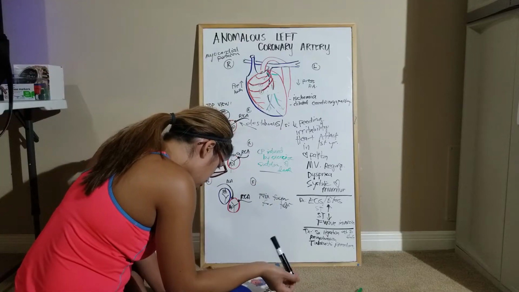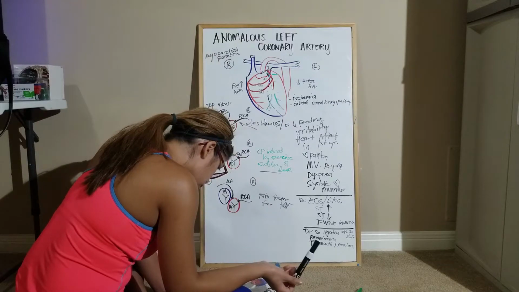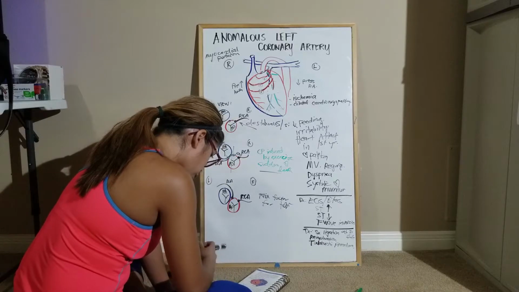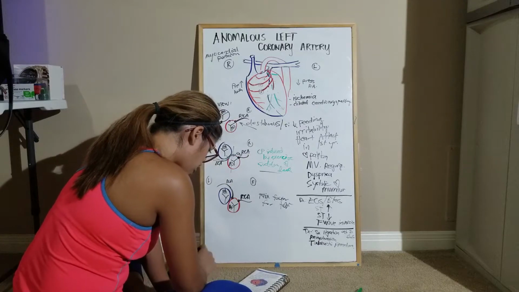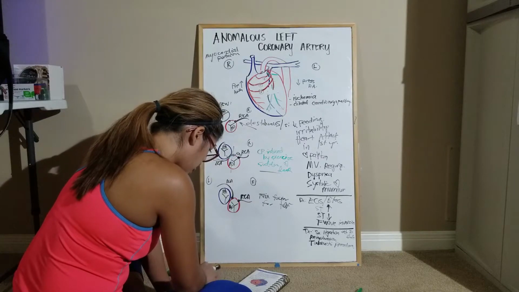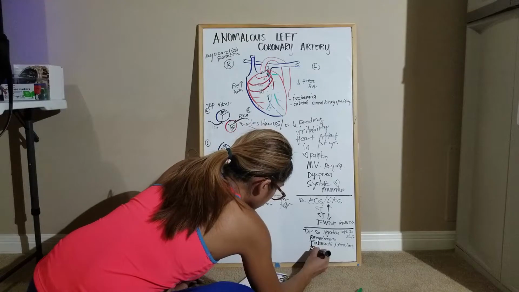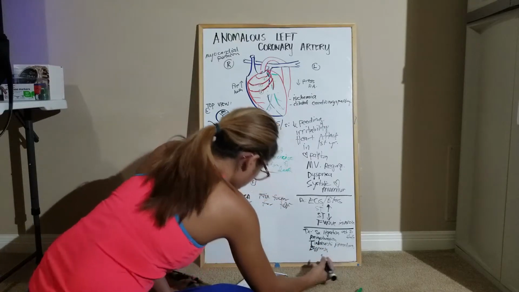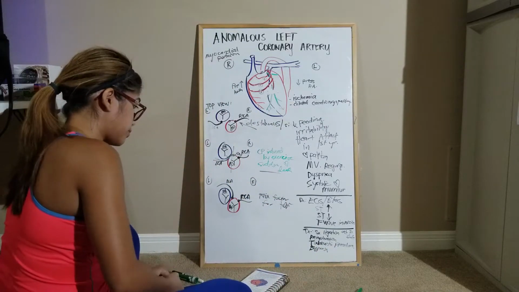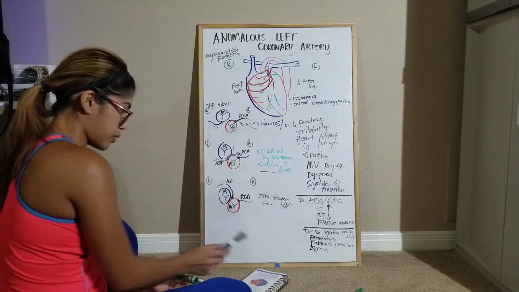Let's see what else. For anomalous origin of the right coronary artery or left coronary artery, the vessel can either be tunneled or reimplanted, or it can be bypassed with a mammary graft. So that's what the book says.